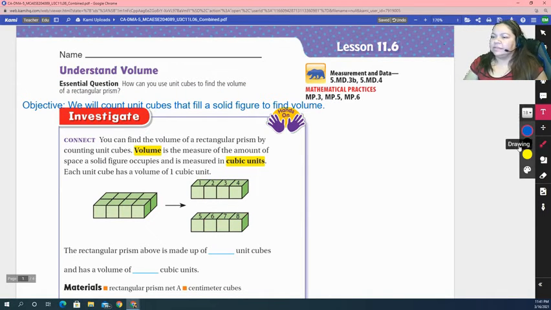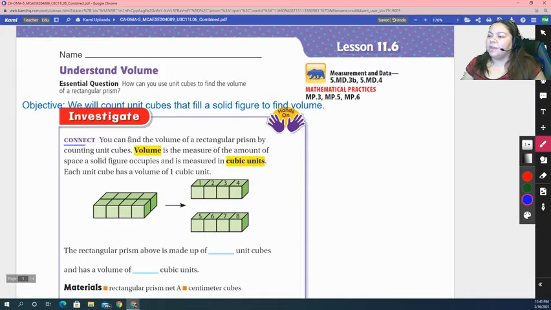Let's read the connect section. You can find the volume of a rectangular prism by counting unit cubes, which we already learned about. A unit cube is a cube, which has the same face on all 6 sides. It's a 3-dimensional figure.